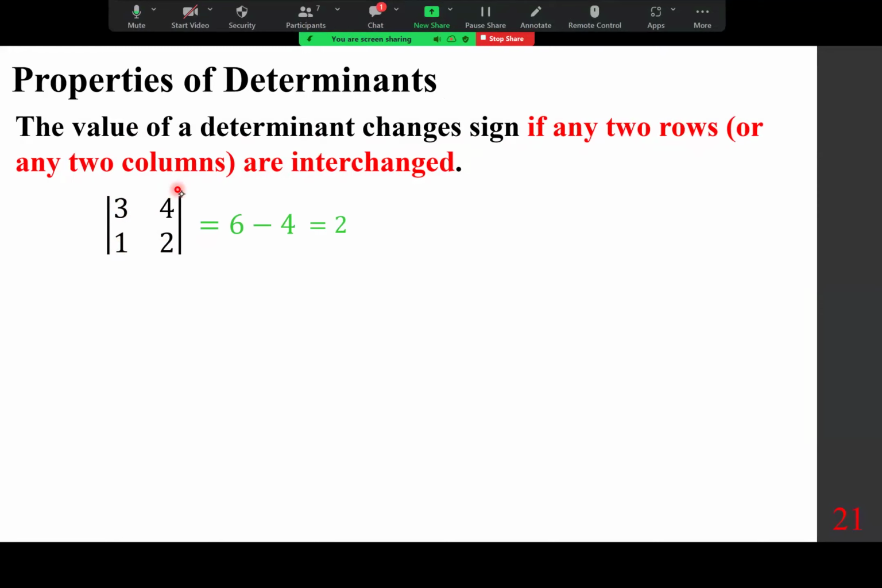Now let's change the first row and the second row. So 1 and 2 becomes the first row, 3 and 4 becomes the second row. Now notice what happens. Now the determinant is 1 times 4, which is 4, minus 2 times 3, which is 6. The result is negative 2. Because we changed it, it's the same answer but negative. So it's the opposite of that answer. So if any two rows or columns are interchanged, the sign changes.